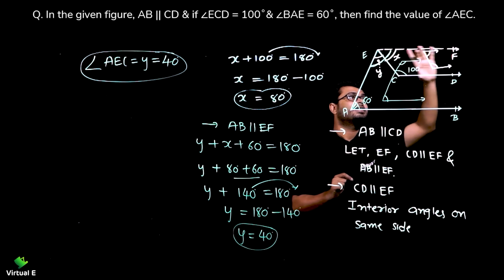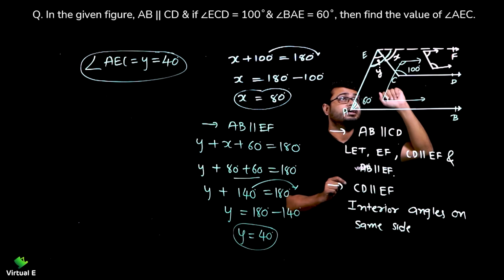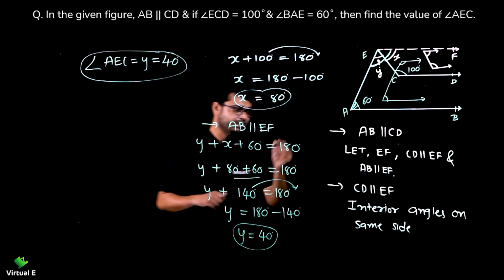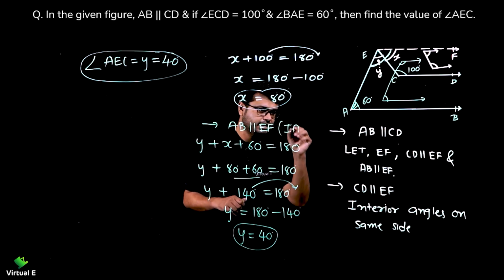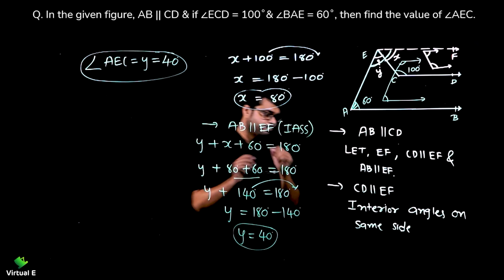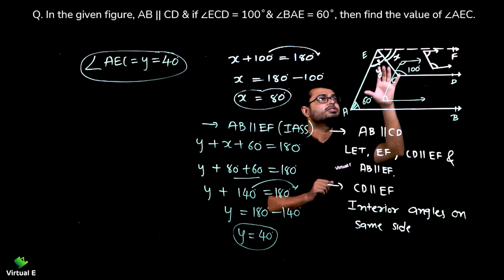So these two parallel lines, we talked about it, and we have taken the IASS, interior angles on the same side, and the same we did for the line AB parallel EF. I think I forgot to mention, so you can mention over here IASS. Always mention the property that you are applying to solve the sum. Very important. It contains marks, right?